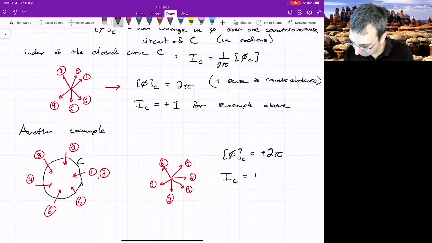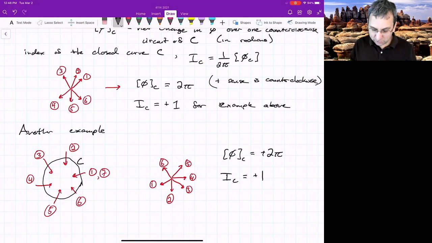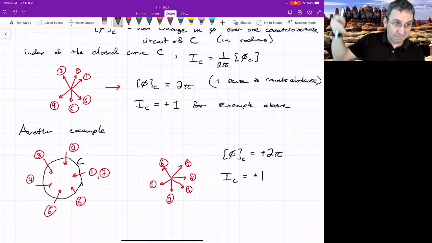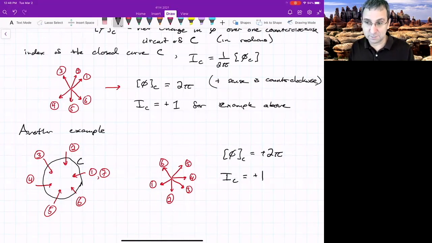So this is +1. But notice here, the arrows are pointing inward, which suggests somewhere inside this closed curve, there may be a fixed point, and it's a stable fixed point. Everything's going in. So an unstable fixed point and a stable fixed point both have an index of +1.